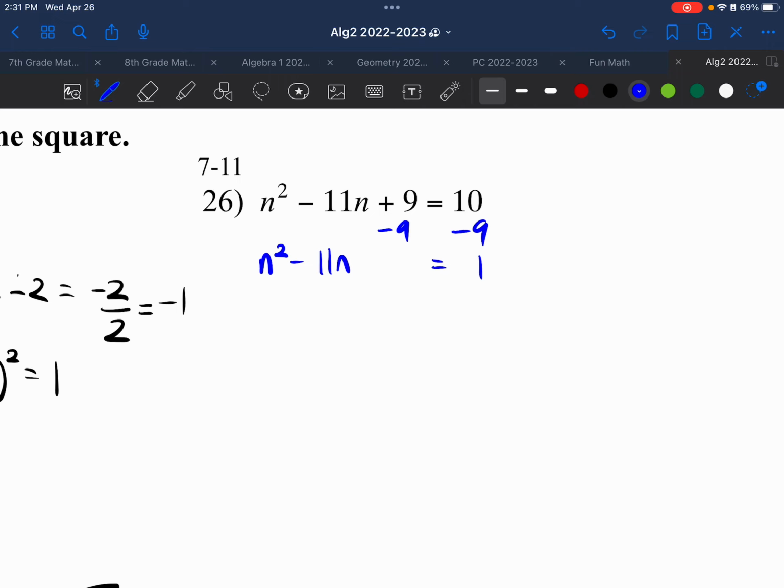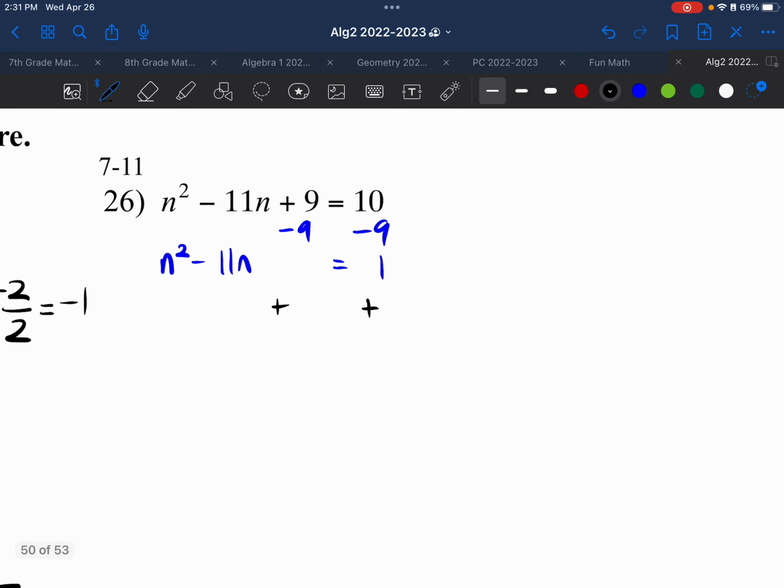Okay, it's time to complete the square. I'm going to add a number to this, not 1. I'm going to add a number to both sides. The number that I add to both sides is going to be the thing that completes the square. So I'm going to take my negative 11. I'm going to take half of negative 11, like this. And then I'm going to say that's really negative 11 over 2.